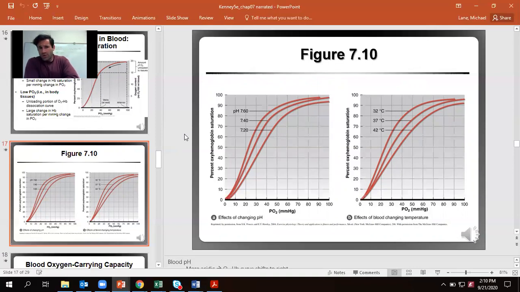So my question to you guys is, where in the body naturally are we going to find a lower pH and a higher temperature, so we're going to be more aggressively releasing oxygen? Where in the body are we going to find this naturally occurring? A lower pH and a higher temperature.